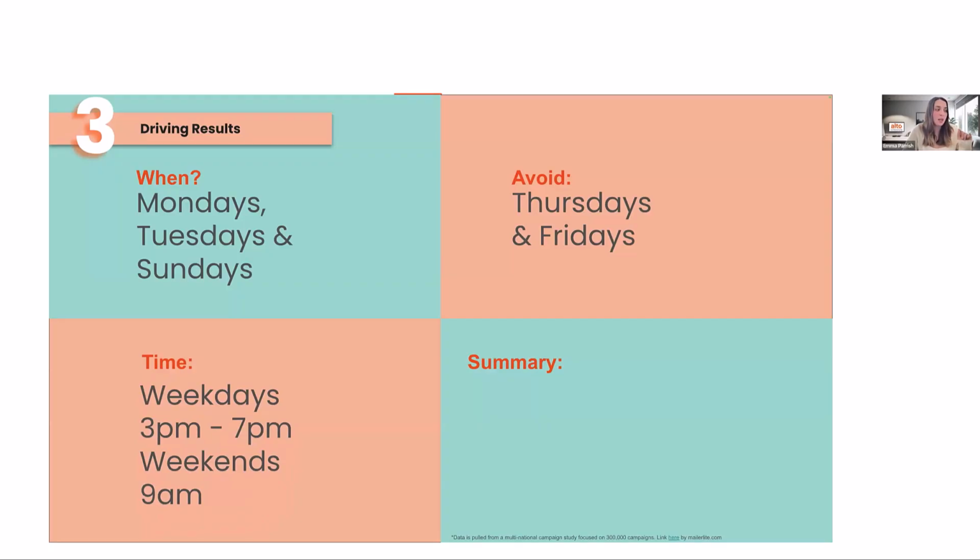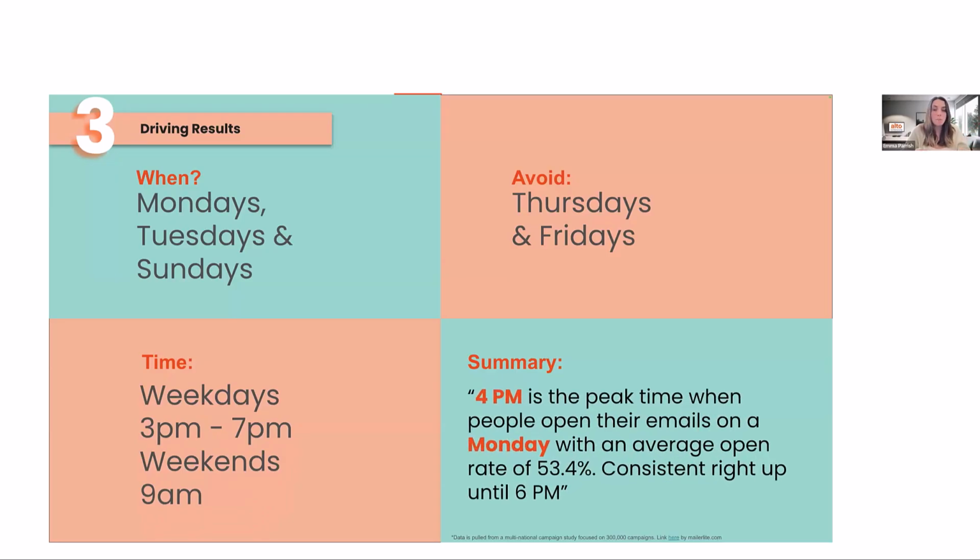The best times, if you're going to do it on a Monday or Tuesday, between 3 and 7 p.m. At a weekend, 9 a.m. So summary, out of all of their user research, the best time they found was 4 p.m. on a Monday, and you can push that up till 6 p.m. So 4 to 6 p.m. on a Monday is the ideal time to get the best results from opening rates and click-through rates.